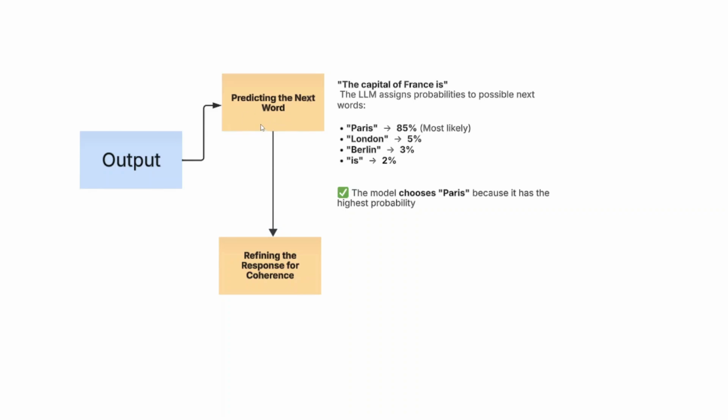Once the response is predicted, the next step is to fine-tune the response. This process is called refining the response for coherence. After generating the response using the prediction, the LLM ensures fluency and coherence by adjusting the grammar and sentence structure, ensuring readability, contextual consistency, avoiding contradictions, and maintaining logical flow and clarity.